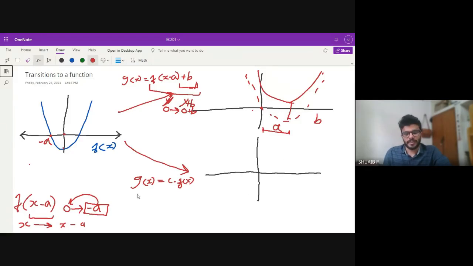And now if you think of the transformation g of x equal to 3 into f of x, here also the transformation is applied on the y-axis, as it's applied after applying the function f of x. So y would become y into c.